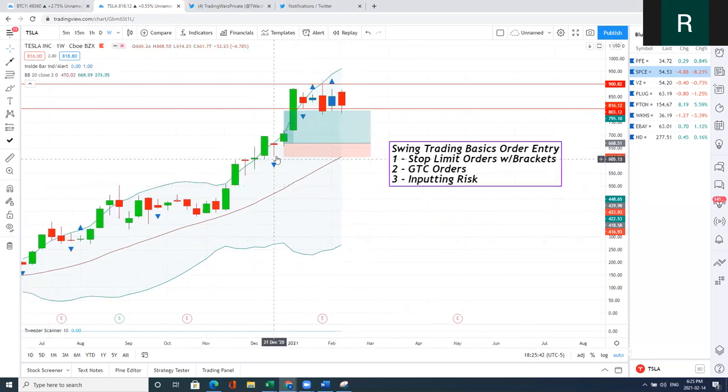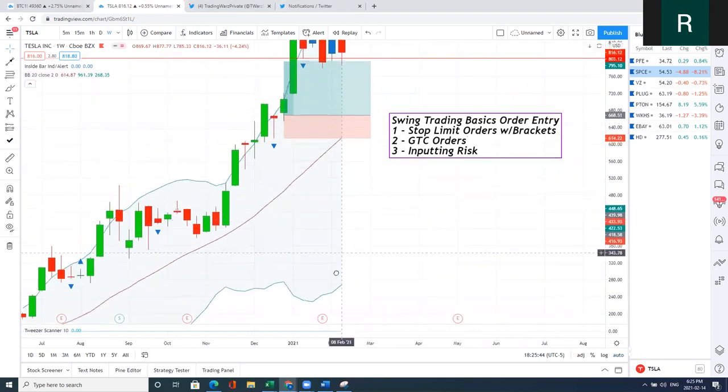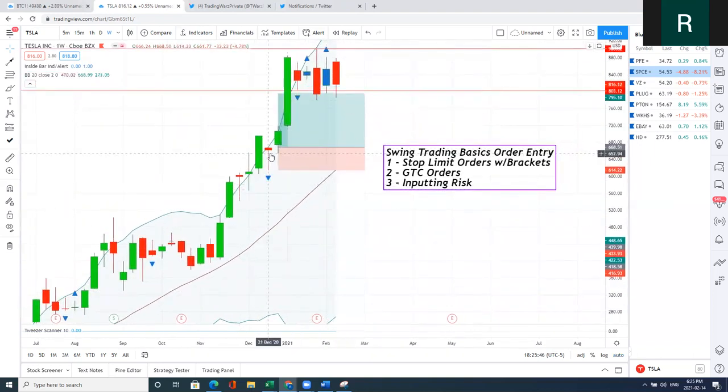So how are we going to put this order into the broker? Let's look at this. On TradingView, if I zoom in, you can hover over the candle. It's going to tell you the exact high and low. The high of this candle on the weekly chart is 668.50, and the low is 614.23. Okay. So how are we actually going to take this setup?